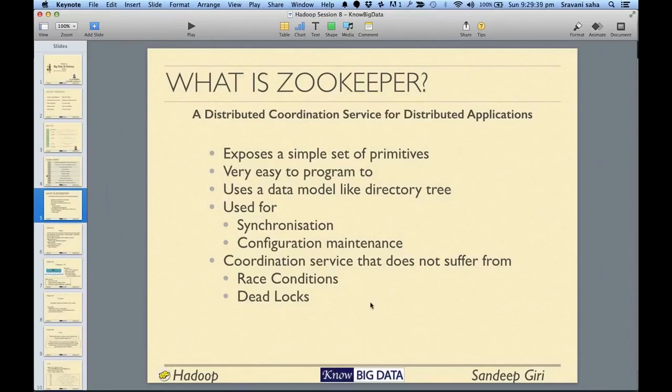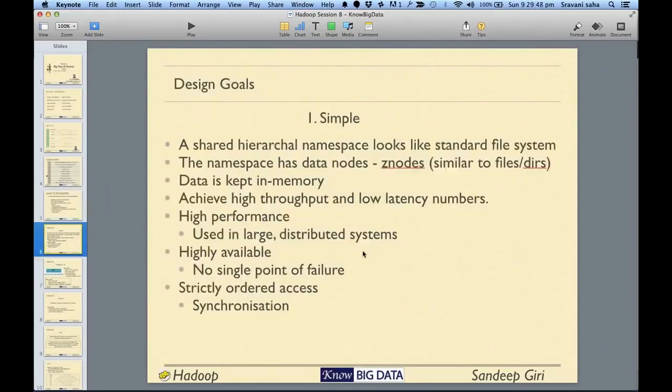All right, so let's move ahead. So here the most important part was to understand why we require a coordination service. These are a few design goals.